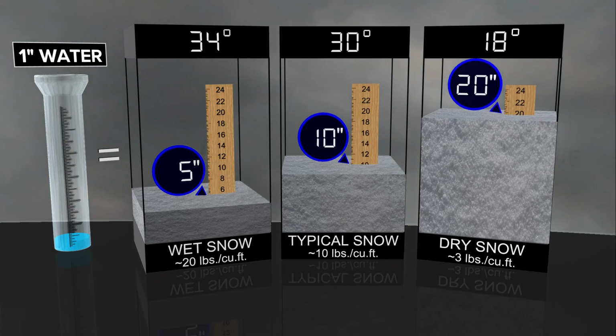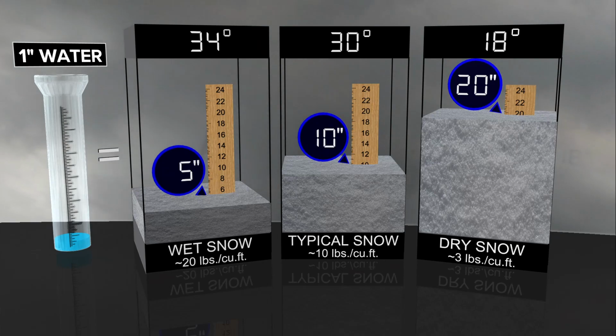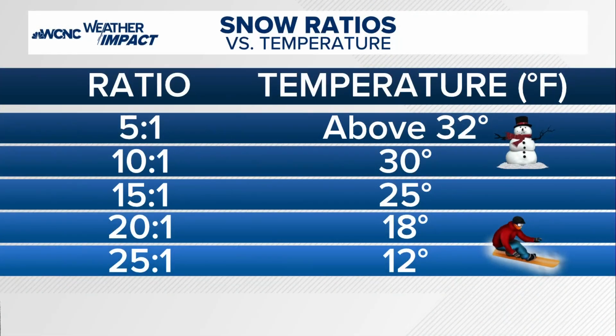But the dry snow, sometimes you can have up to a 20 to 30 to 1 ratio, and that's when temperatures are usually in the teens or colder. So a quick look at this: a 5 to 10 to 1 ratio, which is temperatures from above freezing down to 30, that's the ideal, hey, we're going to make stuff out of snow weather and temperature range.